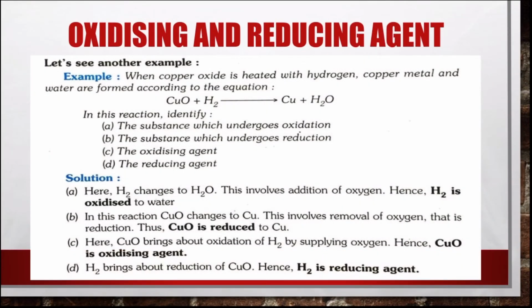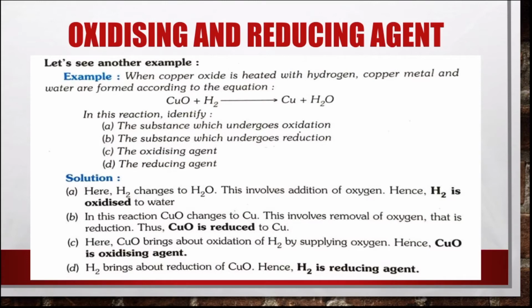Let's see another example. When copper oxide is heated with hydrogen, copper metal and water are formed according to the equation CuO plus H2 gives Cu plus H2O. In this reaction, let's identify the substance that undergoes oxidation, the substance that undergoes reduction, and the oxidizing agent as well as the reducing agent. First of all, let us see the substance which undergoes oxidation. Here H2 changes to H2O. This involves addition of oxygen, hence H2 is oxidized to water.